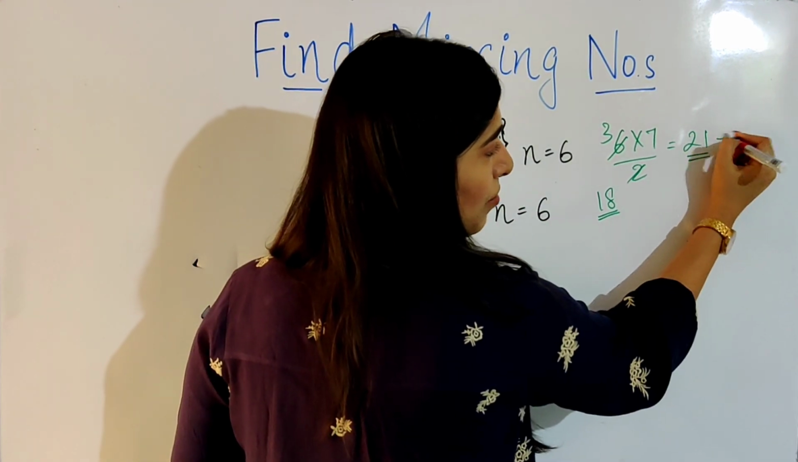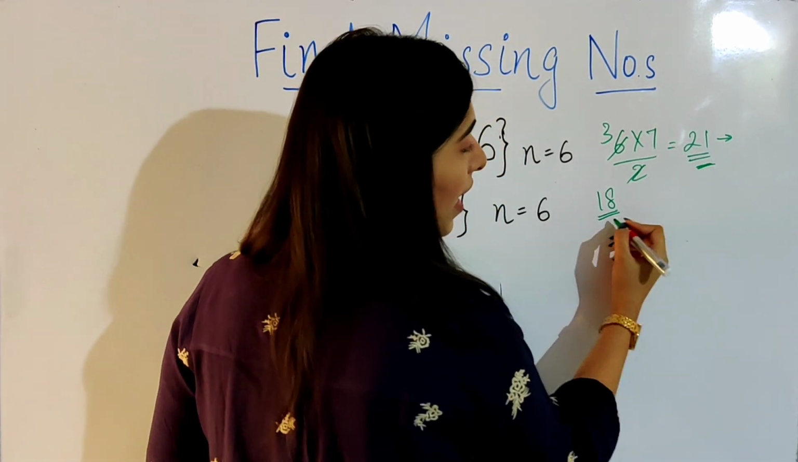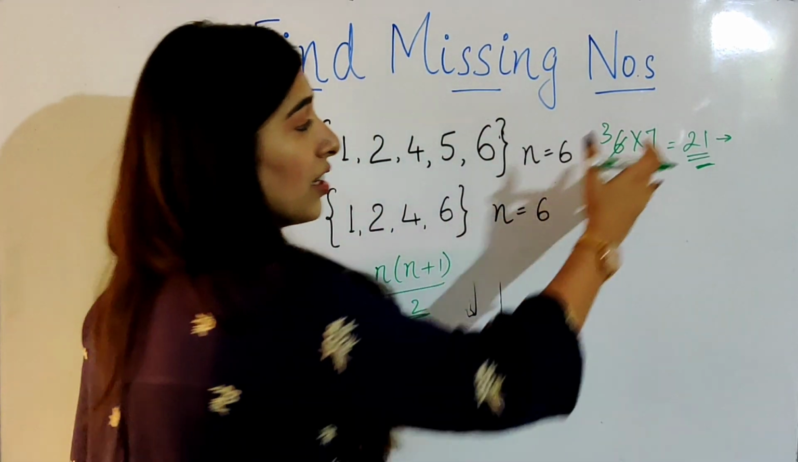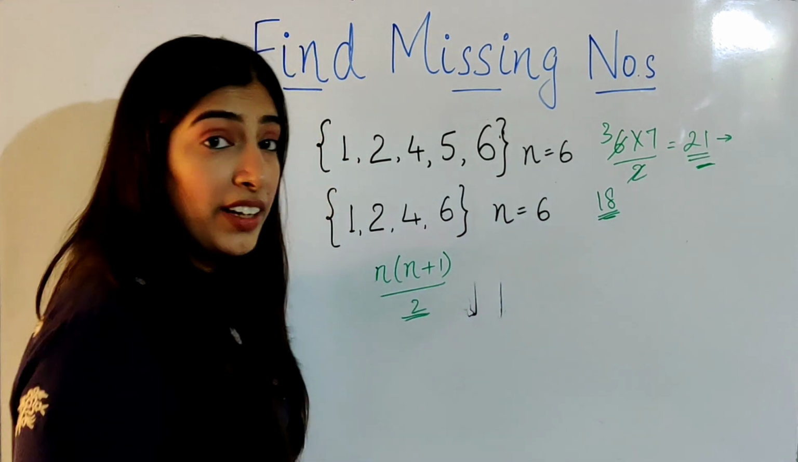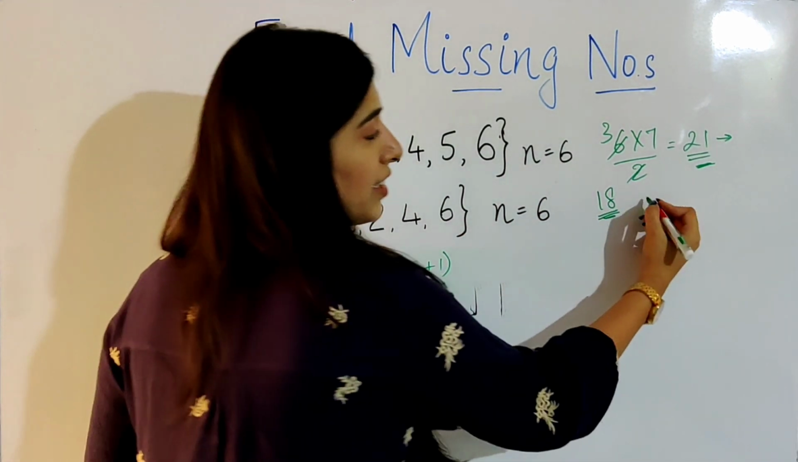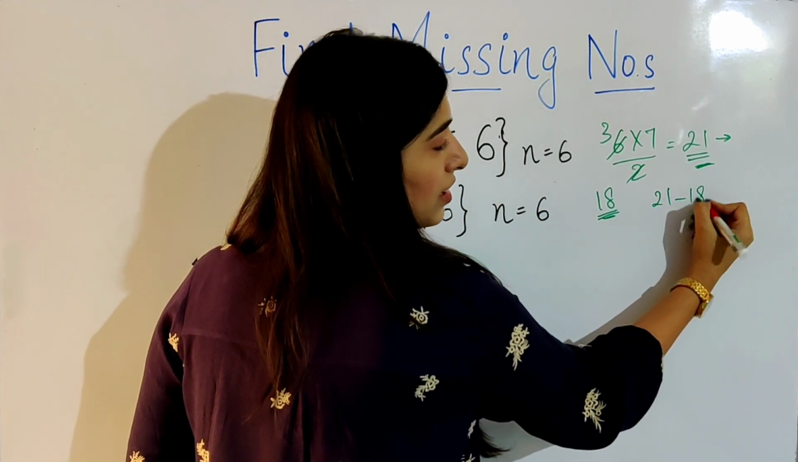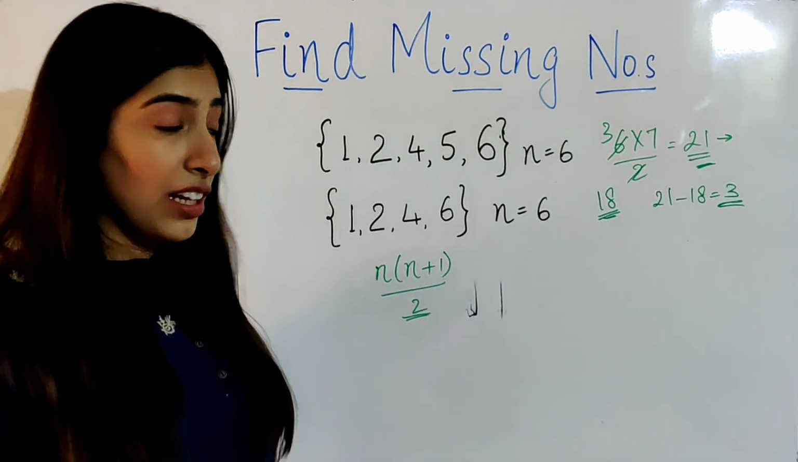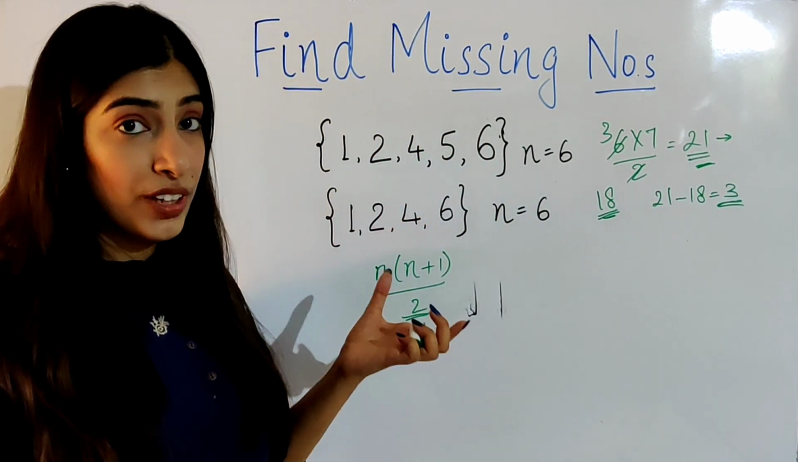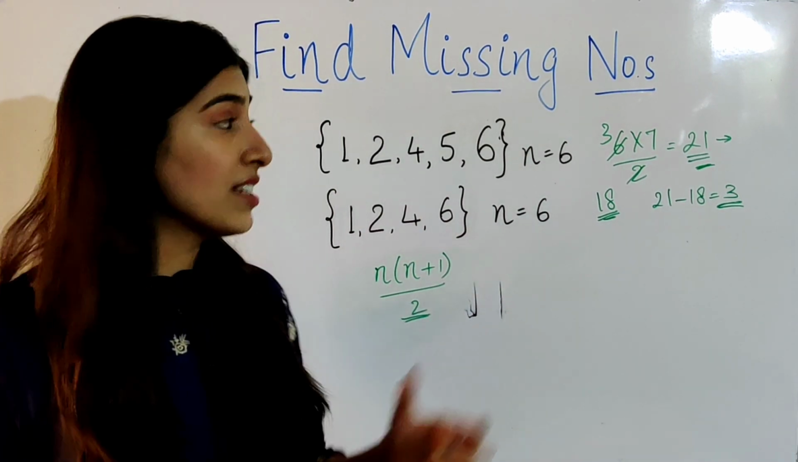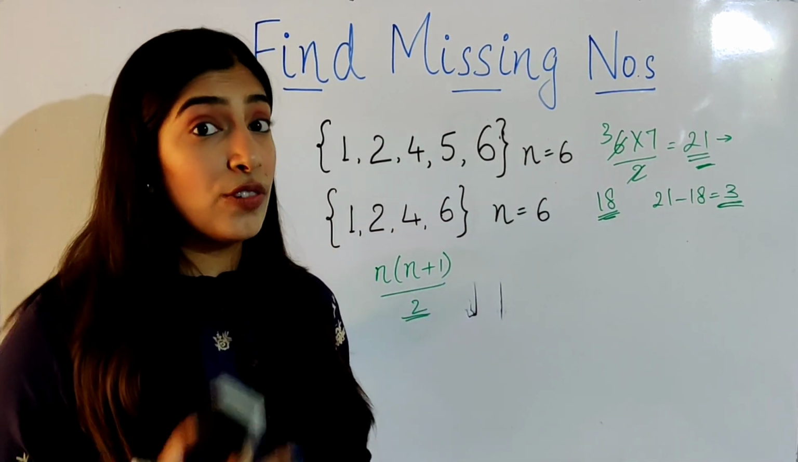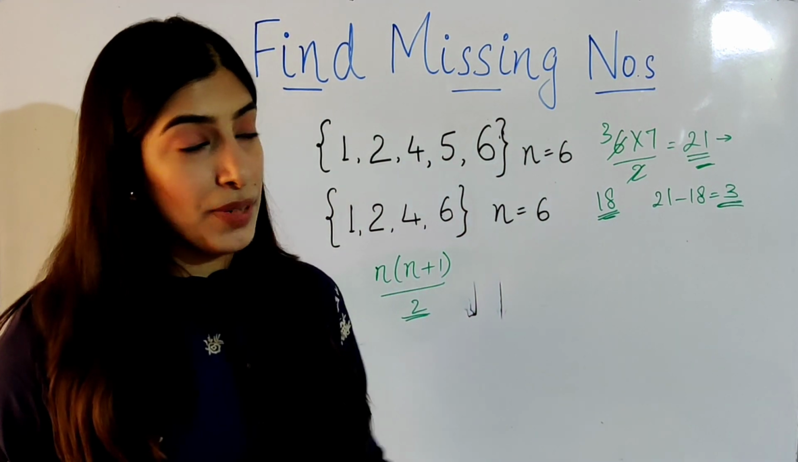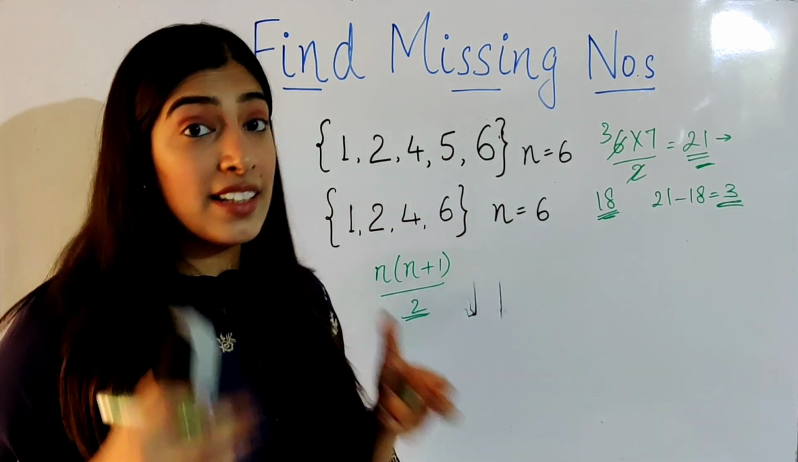So this is the sum that should have been there, and this is the sum that is there. If we take the difference of these two, 21 minus 18, it gives us 3. And of course, that is the missing element that we wanted to know, right? This should be obvious since we know the sum that would be there if all the elements were present. And we know the sum that is there right now.